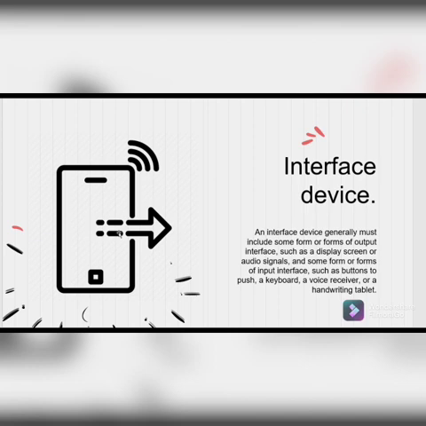Interface device. An interface device generally must include some forms of outputs such as a display screen or audio signals, and some forms of input like push buttons, a keyboard, or maybe a voice receiver.